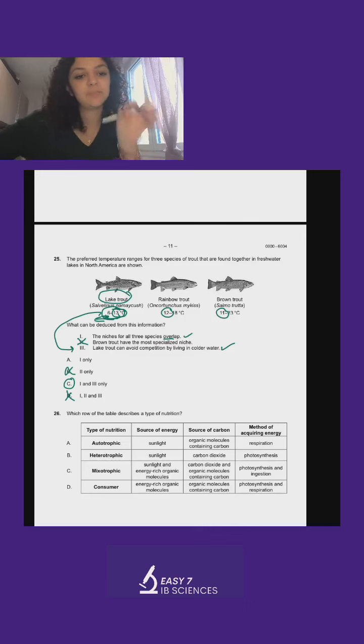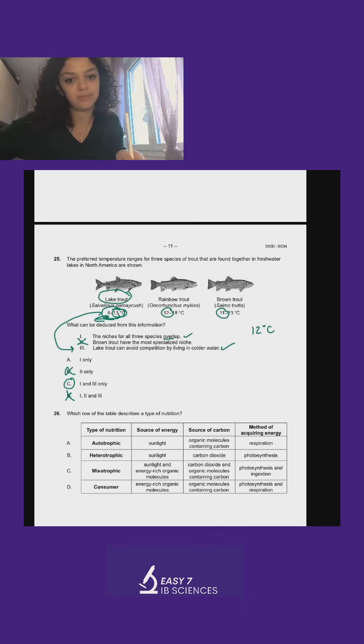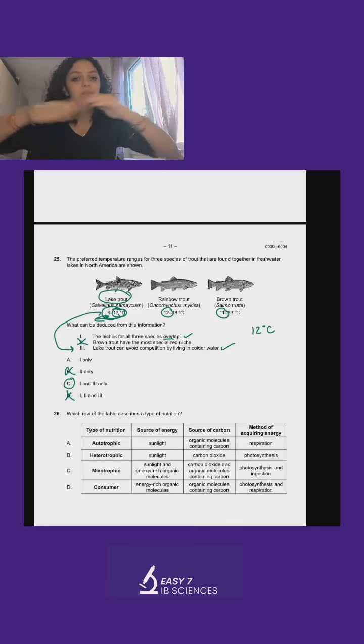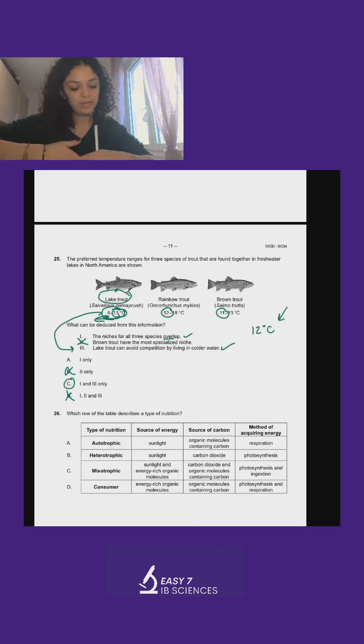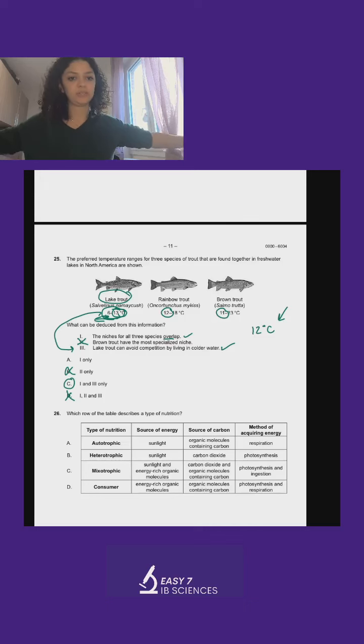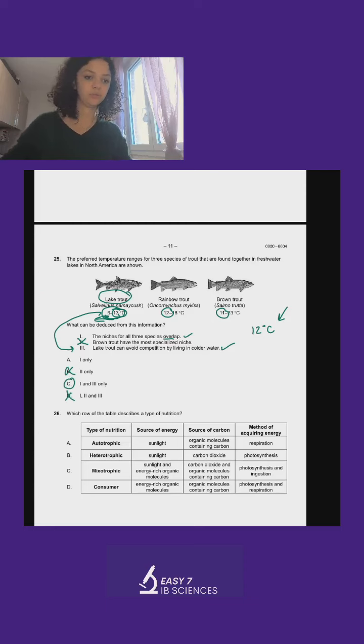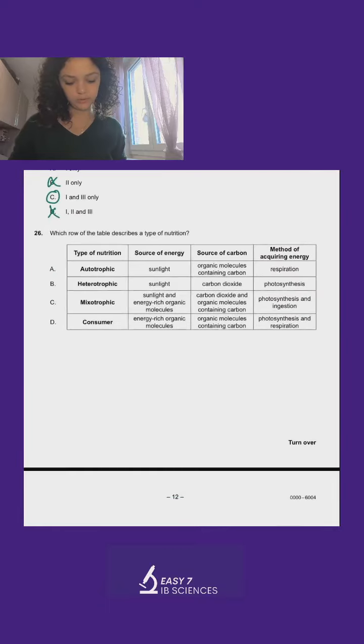But specialized is specific. So you have to live in a specific temperature. So if something, for example, can only live in 12 degrees Celsius water, okay, that's specialized. It can only specifically live in this. But since this is impossible, by the way, because all organisms have a range. But if something had a larger range, we can say it has more adaptive potential. Okay. Next, it says which row of the table describes a type of nutrition.